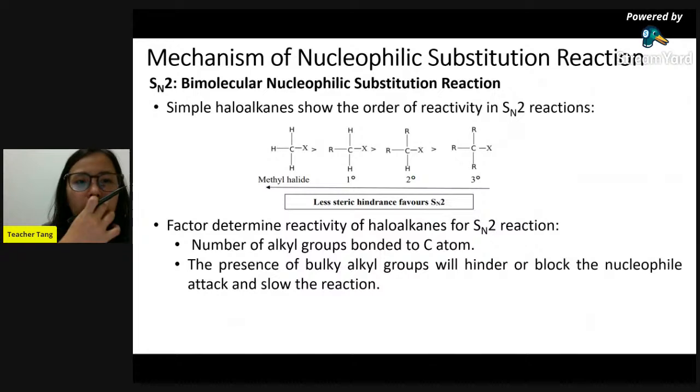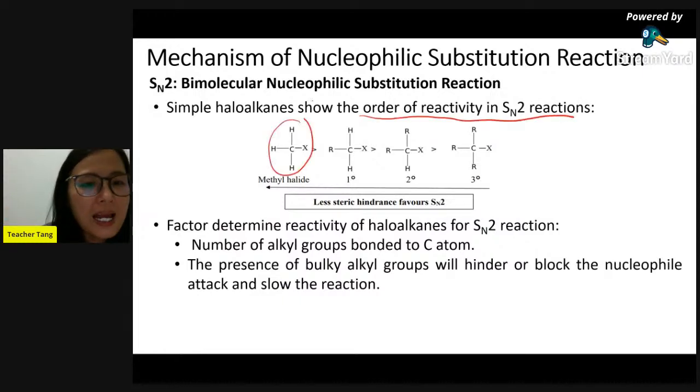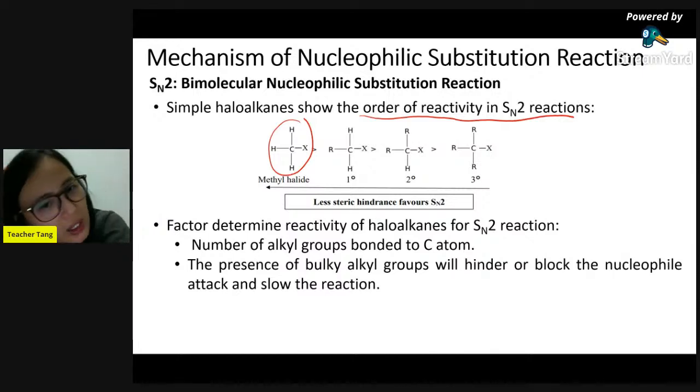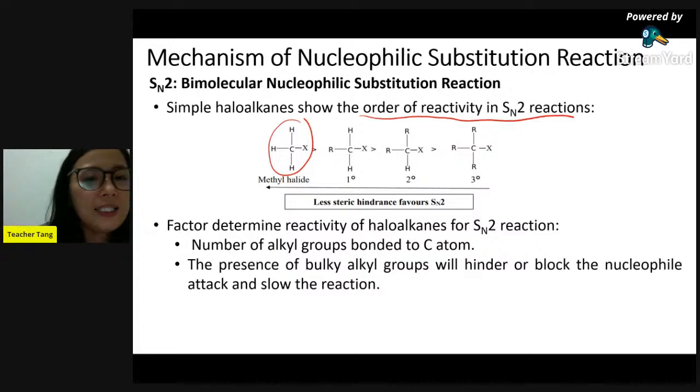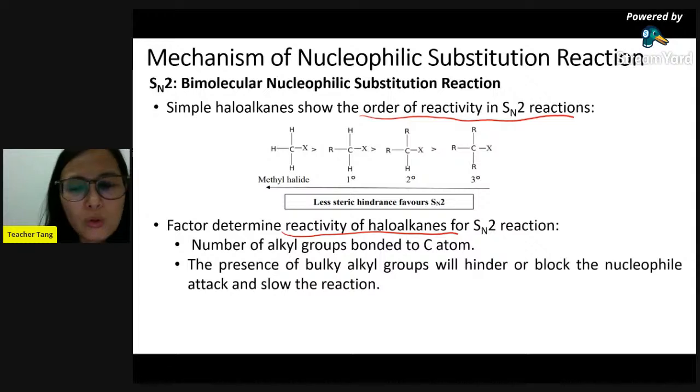So for SN2 reaction, the order of the reactivity decreases from methyl halide to tertiary haloalkane. So why does it decrease like this? Okay, it is because in the SN2 reaction mechanism, the reactivity is determined by the steric hindrance. So the reactivity of haloalkane towards SN2 is determined by steric hindrance or steric effect.